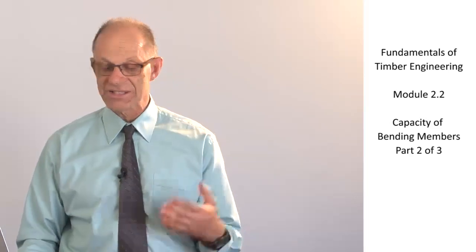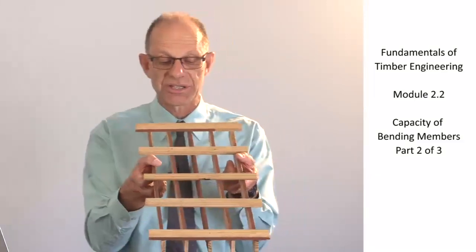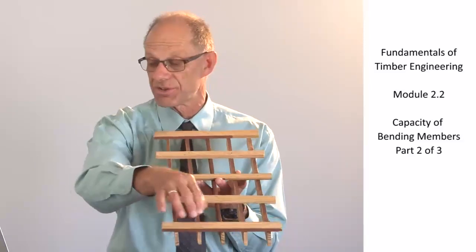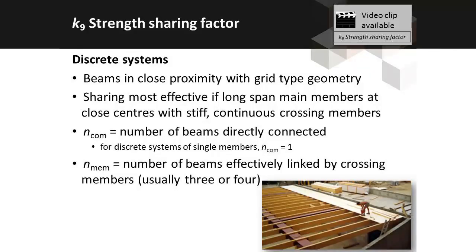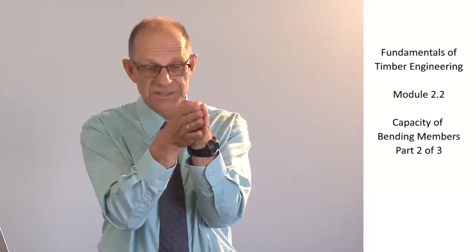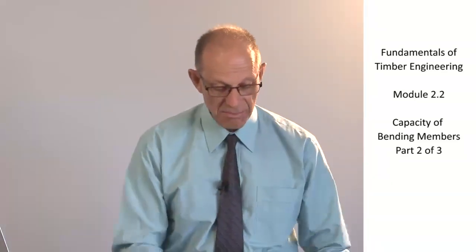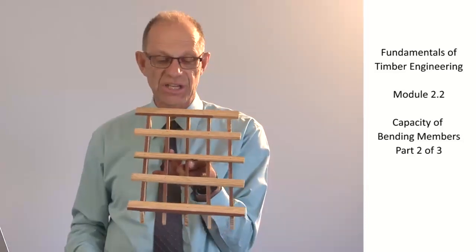If we've got a discrete system, which is like this, where the members aren't individually touching each other, then the strength sharing is accomplished by the bridging members over the top. And so the strength sharing isn't quite as efficient in that system. And we still count members in order to evaluate the K9 factor. The NCOM is the number of individual pieces of timber that are intimately connected together. The NMEM is the number of elements across the system that can effectively share strength.